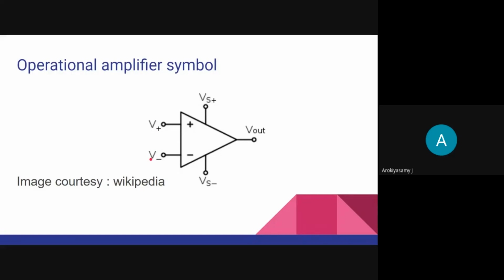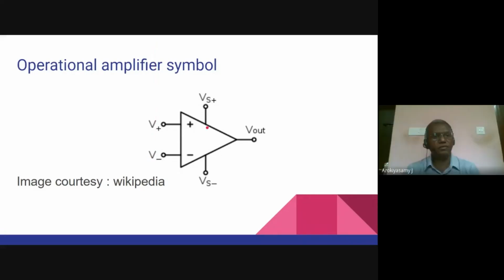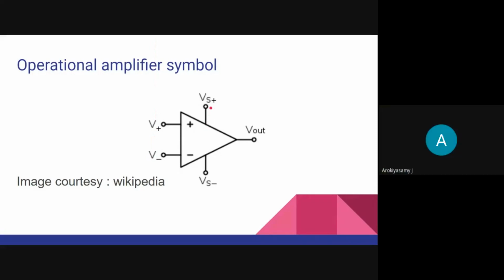This is an inverting input. This is called a non-inverting input. And this one is the supply voltage, Vs plus or VCC, the positive supply voltage. And the lower one represents the negative supply voltage, minus VCC. It is also known as Vs minus, supply voltage minus.